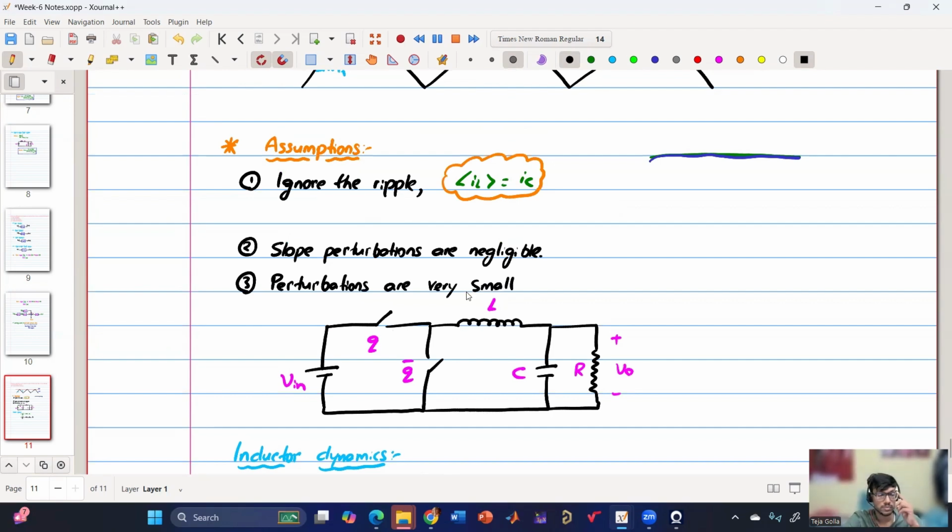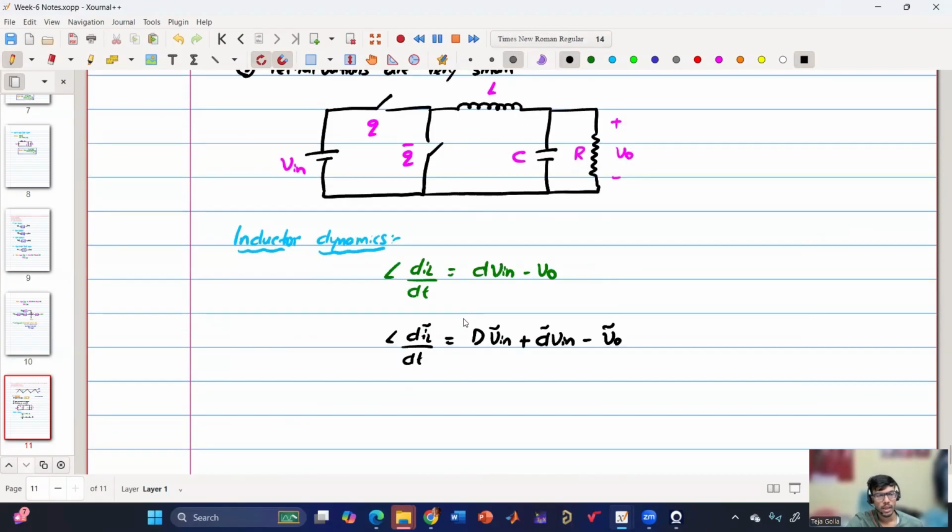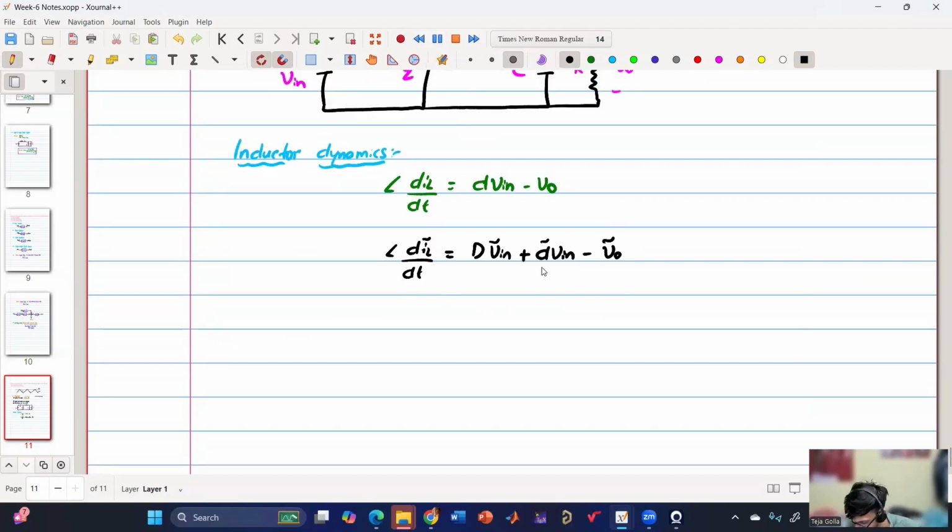Clear? How we got the inductor dynamics? Yes, sir. Now we'll do the capacitor dynamics. So I can say this is my equation 1. Now let us do that.